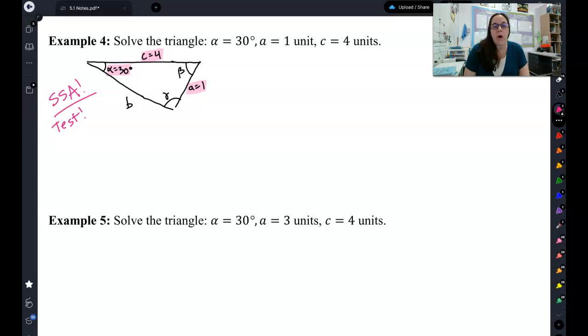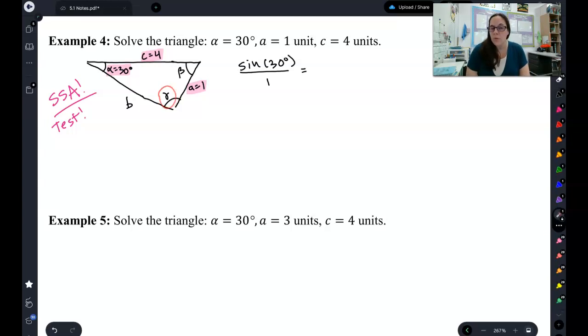To do our test, you always start by finding the angle you can. So we use our complete pair, sine of 30 degrees over 1, to solve for gamma. That's the only one I can find because I know C. I don't know anything about the B's, so I can't solve for them yet. So sine of gamma over C, over 4, there we go. Now solve this in whatever way you want to. I usually do cross multiplying.